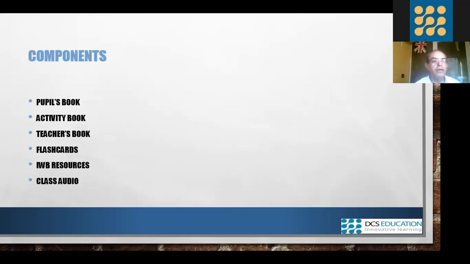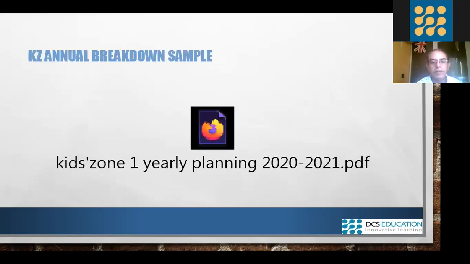Components now. The components of the book are the pupil's book, activity book, teacher's book, flashcards, IWB resources, and then class audio. I hope this will work. Kidzone yearly planning, I will show it to you later on after we finish the presentation.